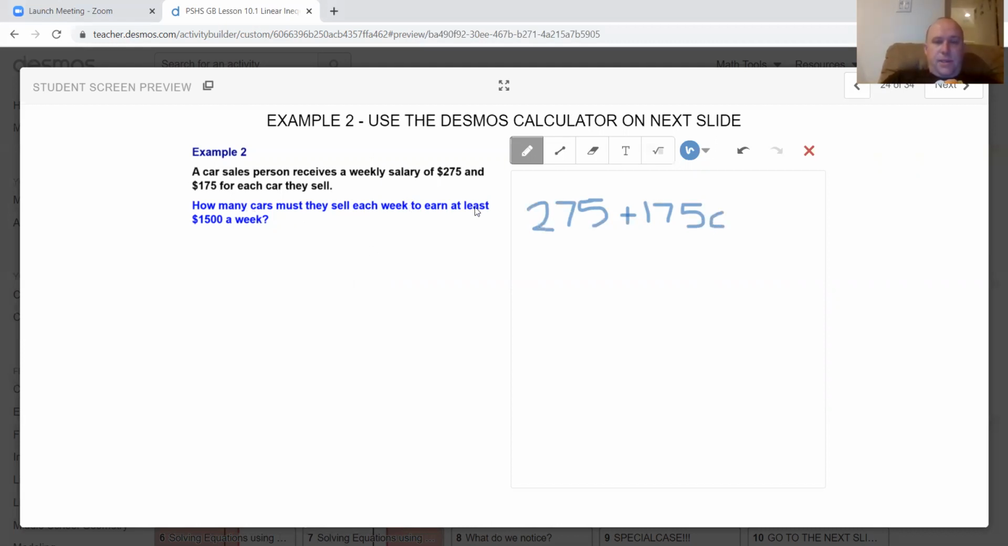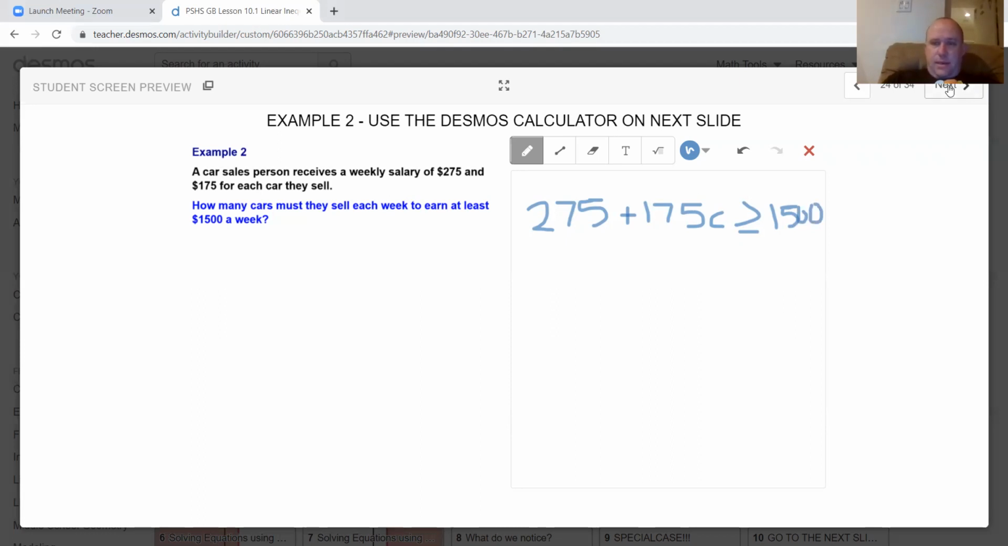How many cars must they sell each week to earn at least 1,500? So at least, although it kind of sounds like less than, is actually not. It's actually the exact opposite of that one. At least means 1,500 or more. So I actually need the greater than for this question. And fill in my 1,500 here.